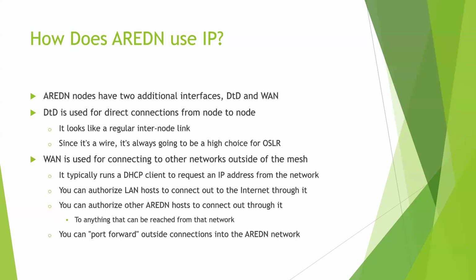AREDN nodes also have two additional interfaces, the DTD interface and the WAN interface. DTD is used for direct connections from node to node. So it looks like a regular internode link. So if you've got two AREDN nodes at your site and they're connected to each other by wire, it will look like a really fast, really inexpensive connection between those two nodes.